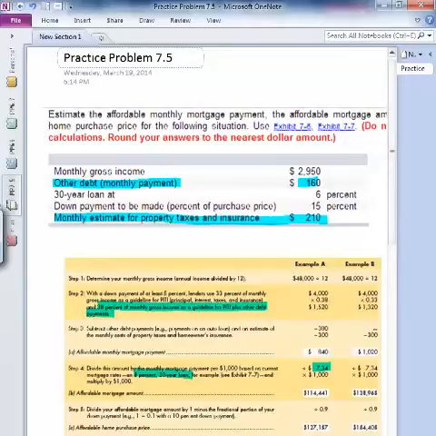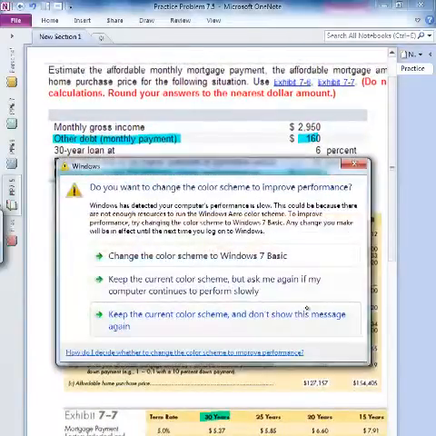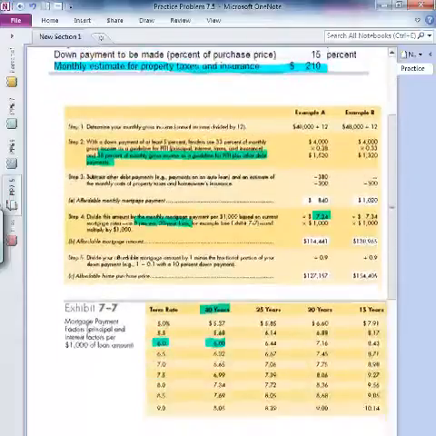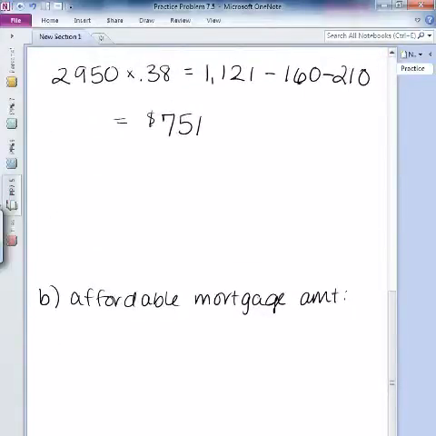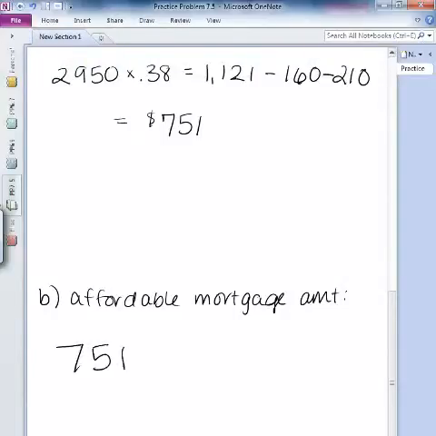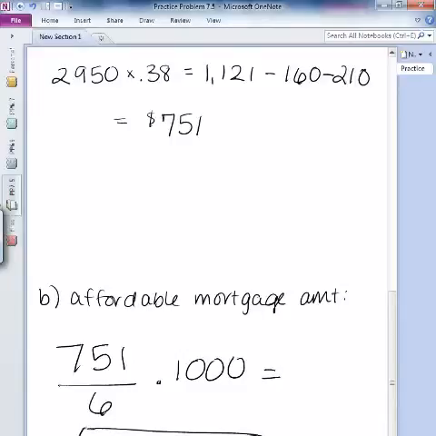So we're going to take 751, divide by 6 and multiply by 1,000, and that will give us the total mortgage that we can take out. I come back up here, take that 751, divide by 6 and multiply by 1,000, and that gives me a total mortgage amount of $125,167. This gives me the total amount that I could take out as a mortgage.